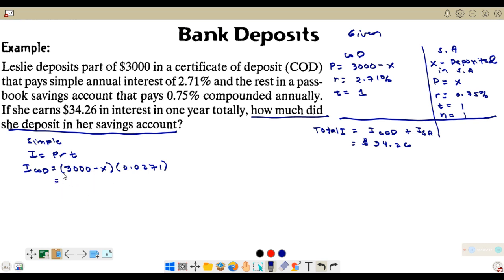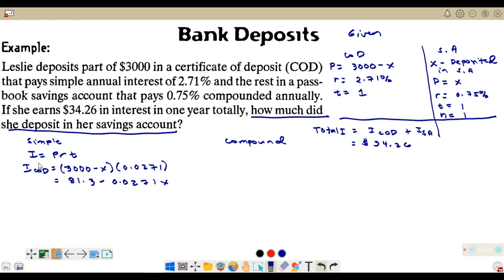So let's find the product. Kuha kayo ng calcu. We have 3,000 times 0.0271. That is 81.3. Minus, syempre, x times 0.0271 is 0.0271x.